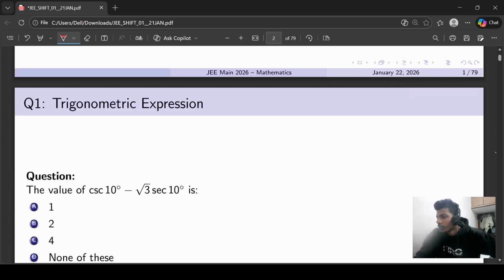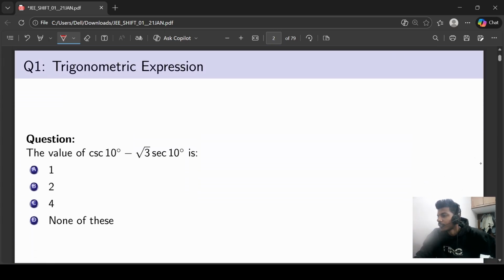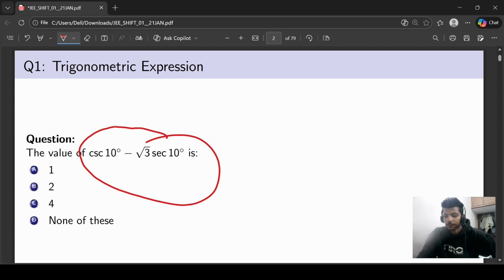Purvi also asked me this question. We have to simply find out the value of this expression. It is simply cosecant of 10 minus root 3 into secant of 10.